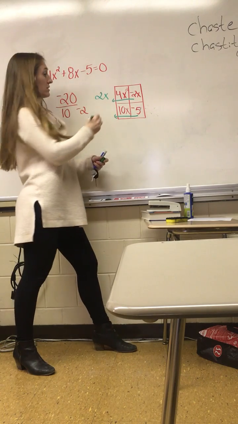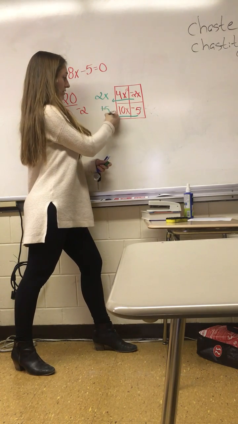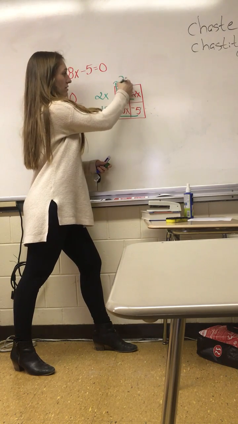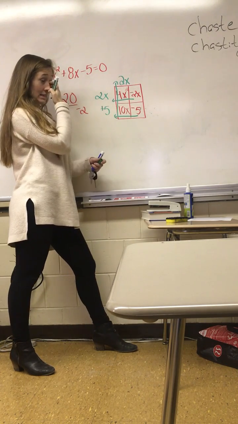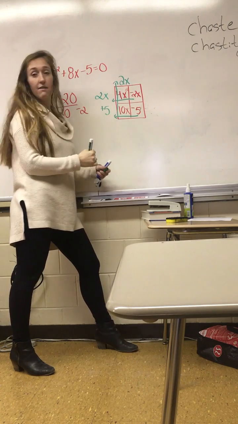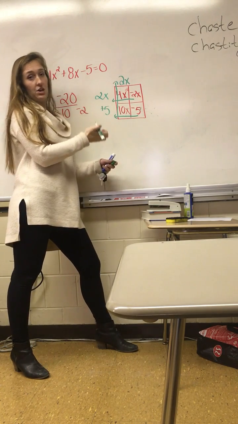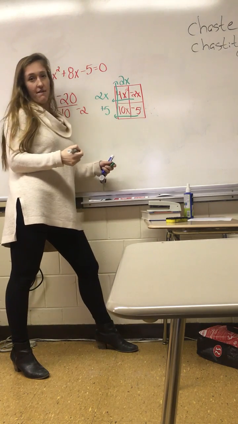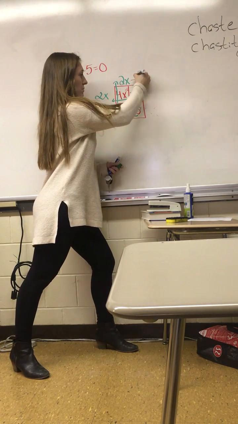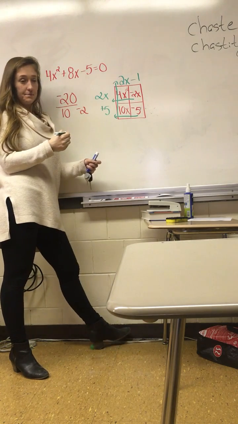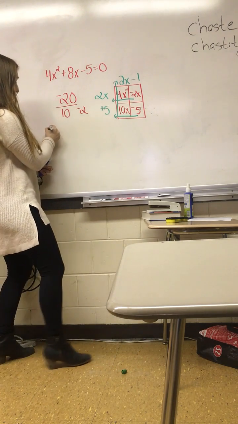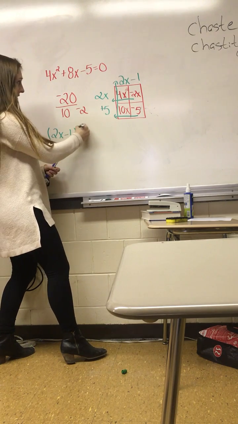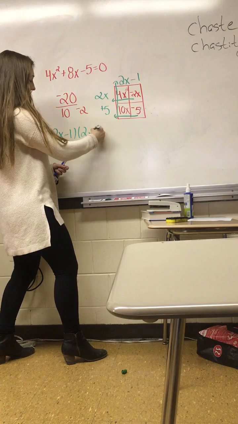This row, I'm going to factor out a positive 5. This column, I'm going to factor out a 2x. And then this column is kind of weird since they're both negative. You're factoring out a negative number. The only thing that 2 and 5 have in common is 1, so I'm factoring out a negative 1. Like magic, the factored form appears on the outsides of the box.